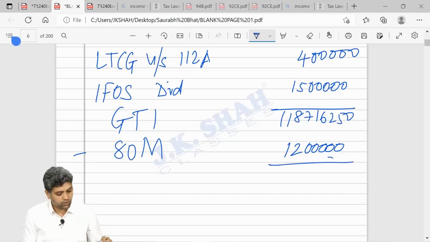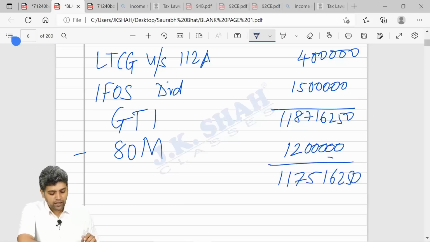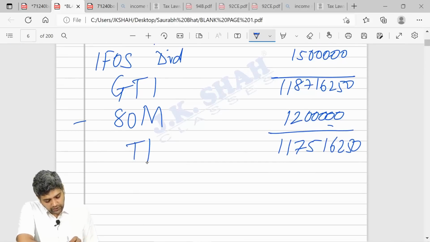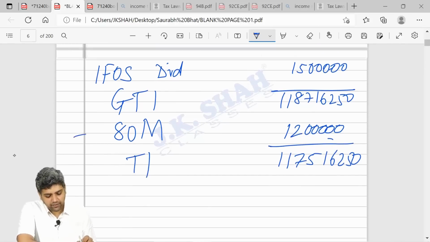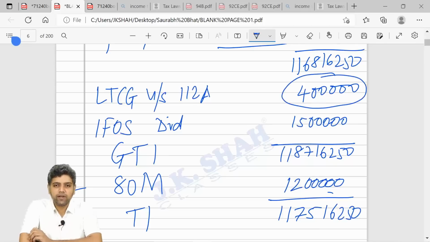So 11 crore 87 lakh 16,250 minus this, it comes to 11 crore 75 lakh 16,250. That's my total income. When I calculate the tax, as you are aware, on this 4 lakh rupees, I will calculate tax at the rate of 10% on the gain exceeding 1 lakh rupees. So that would be on 3 lakhs 10%.